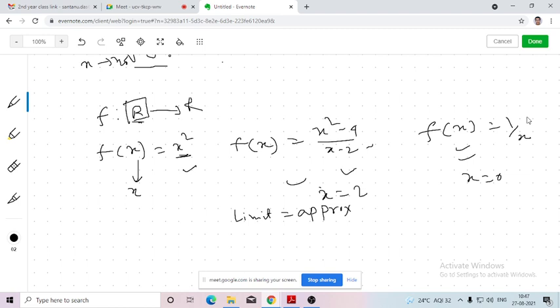Similarly here also the same thing happens. Without finding out the limit, if we want to define this function, what do we need to do? From the domain, we just need to discard 2. If we exclude 2, then it will be a function, because apart from 2 at all other points the function is defined.